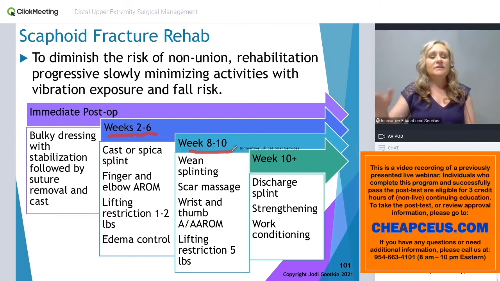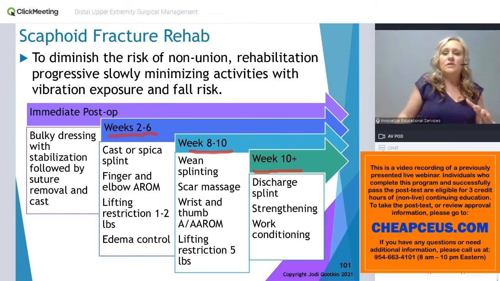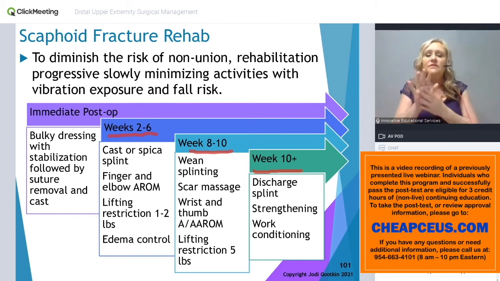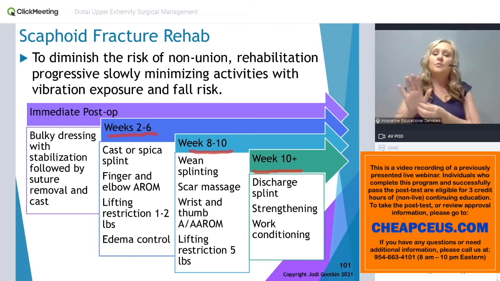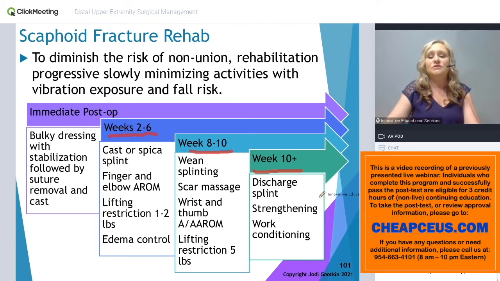Looking 2 months out plus is when we can start doing our wrist and thumb only active assisted range of motion, and then over 10 weeks. And we want to be cautious with these patients that they're not engaging in any activities where there's vibration going through that hand that could disrupt healing, where they're placing themselves at any risk of fall or balance loss, where they might even catch themselves, even if they're splinted or casted, that could put force through that fracture and disrupt the healing of it.